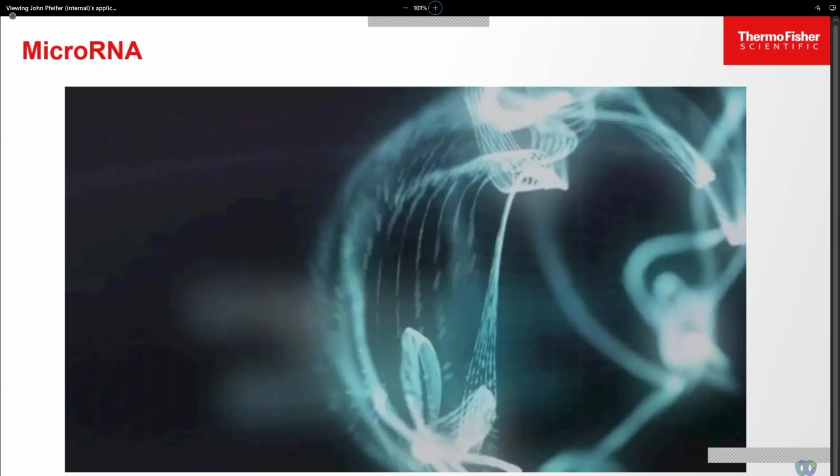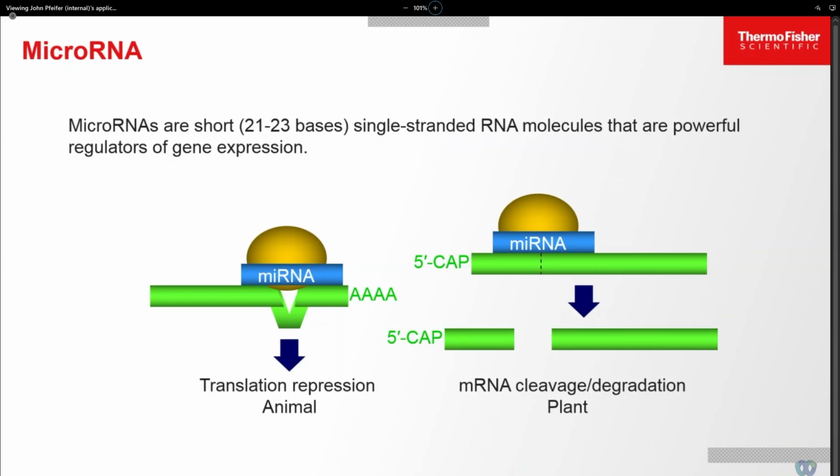Well, with that little introduction to real-time PCR, I'd like to get into one of the main topics here, microRNA. So microRNAs are short, single-strand RNA molecules that are powerful regulators of gene expression. In the case of animal cells, it's likely that the microRNA will bind to the targeted messenger RNA with a mismatch. This will result in translational repression.